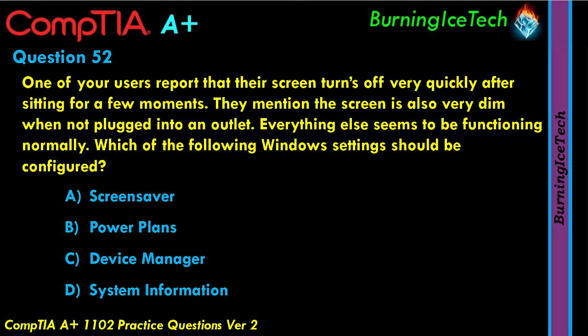B, power plans. Now that seems like the answer, and it actually is the answer, folks. B, power plans is something you can configure so that if the machine is not active for a certain period of time, it automatically turns off the screen. This is to conserve power.